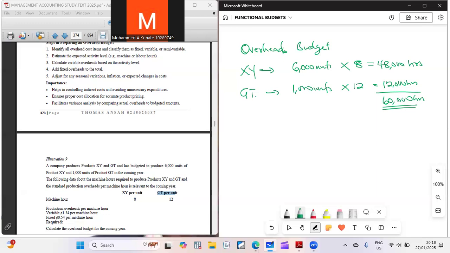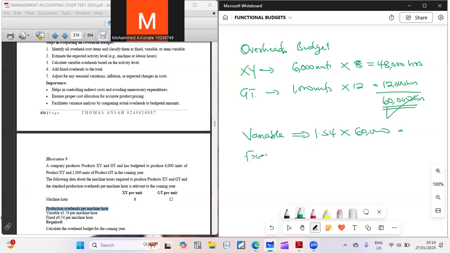So if you are going to produce, the question says the production overhead per machine hour, the variable one, is given as 1.54 multiplied by the machine hours, and the machine hours is this. So the total machine hours is 60,000 hours. That is the variable. So multiply and get me the answer.